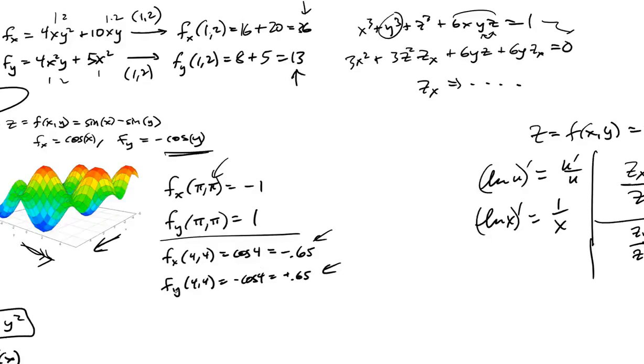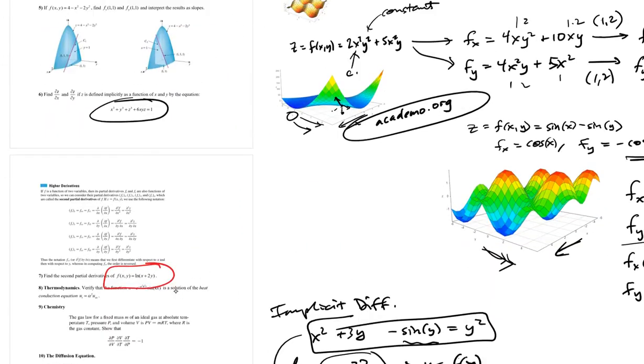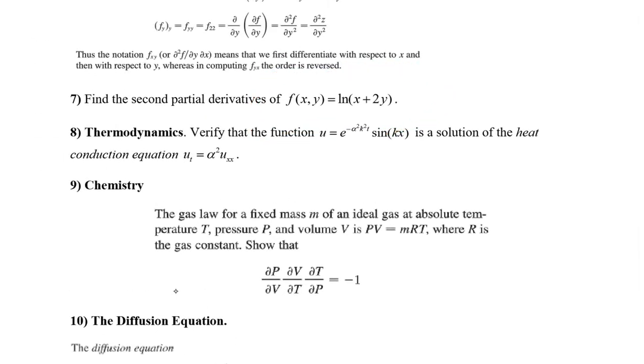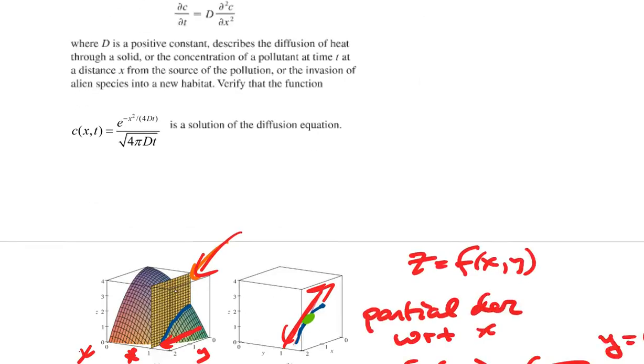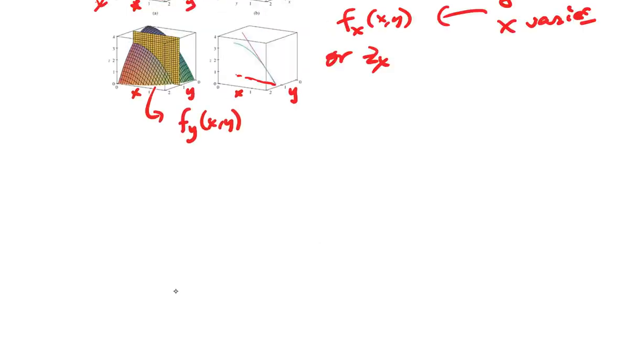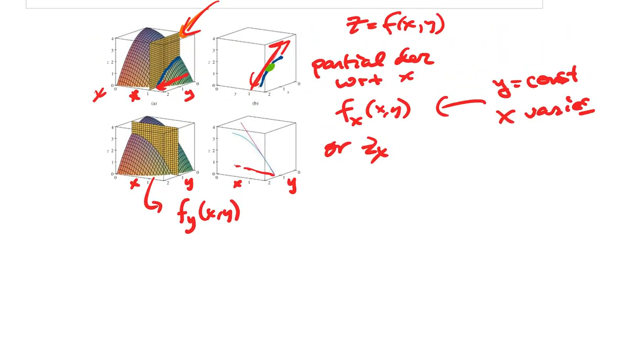It does get a little harder whenever you do stuff like this one here, but I'll let you work those out, and maybe I'll do a different video on those. All right, so that's it. That's partial derivatives, a good introduction to them.